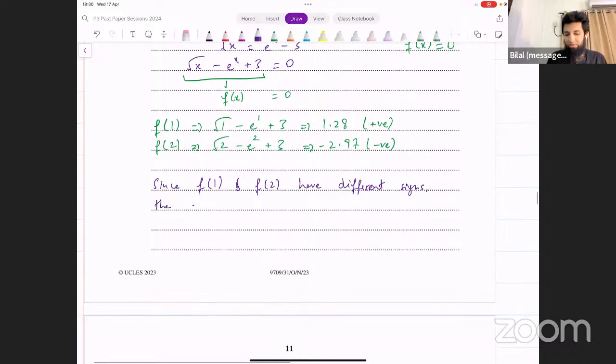the root lies between 1 and 2. Or you can write something similar in your own words. The important part is that the sign is changing. The sign is different. That is why a root lies between those two values. All right, let's move on.